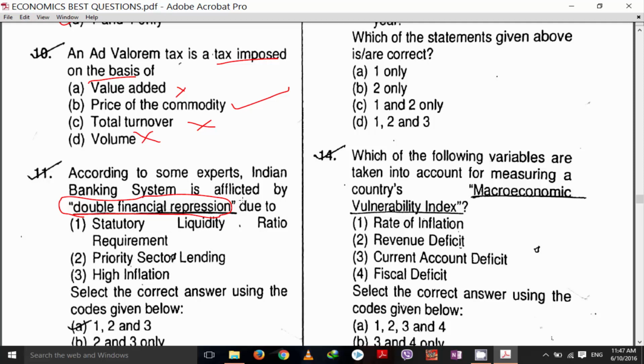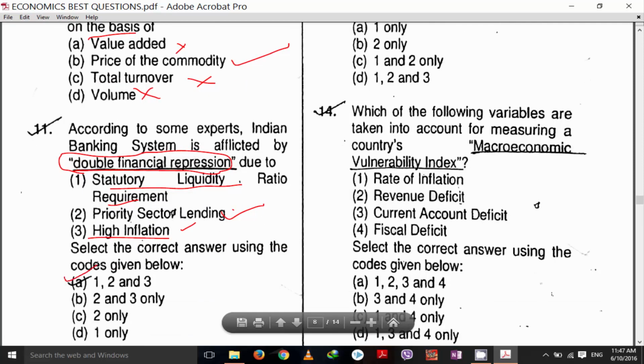Some experts believe that the banking sector in India is burdened with rising NPAs as it's suffering from double financial repression. Okay, let me read it out for you a little here. Financial burden both on asset sides as well as liquidity sides. On the asset side, it is a burden on the SLR requirement and priority sector lending as well. And on the other side, we call it the liability side, it's high inflation. Okay, so 1, 2 and 3 are correct.